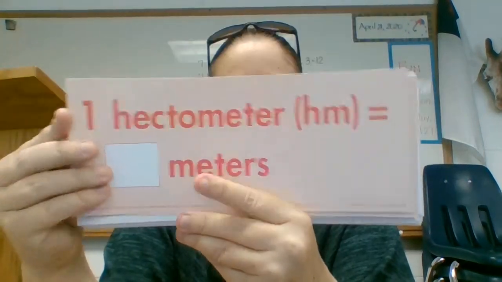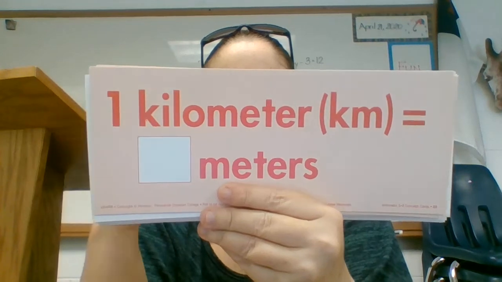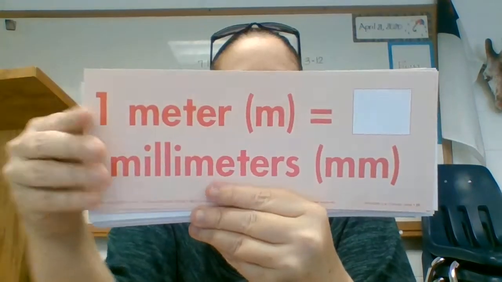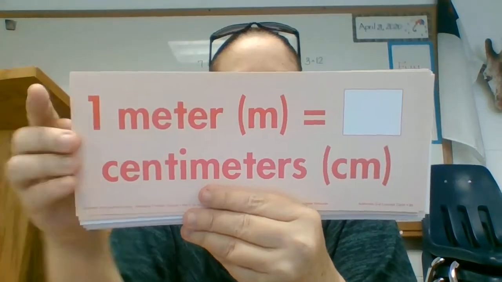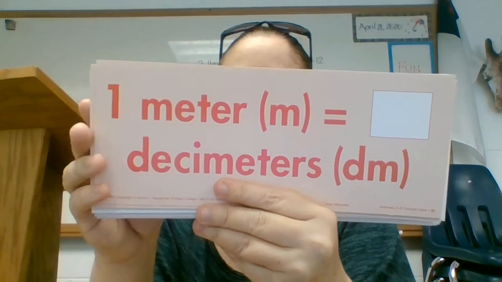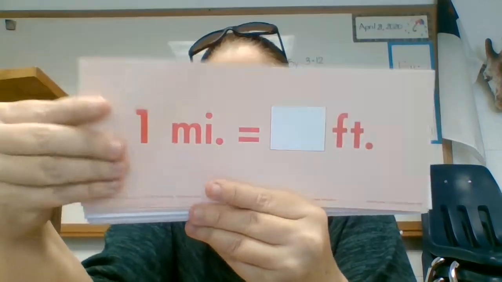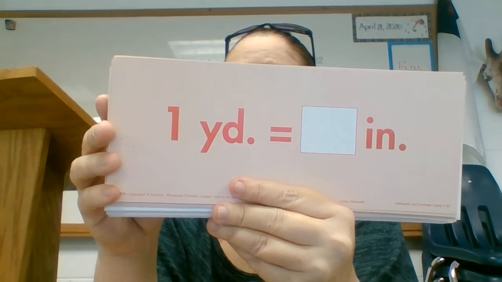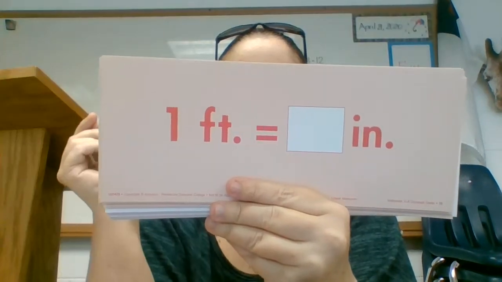10, 100, 1000. All right, so each of those are taking that many meters to make those. 1000 millimeters inside just 1 meter. 100, 10, 1760, 5280, 36, hopefully you saw it said inches and didn't just see yard and jump to 3. There's your 3, and back to 12.